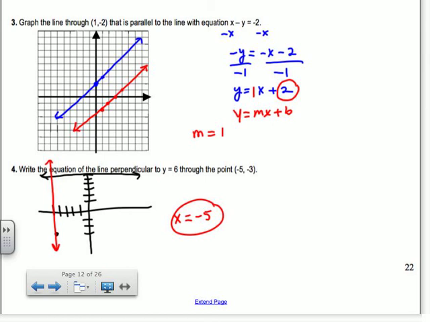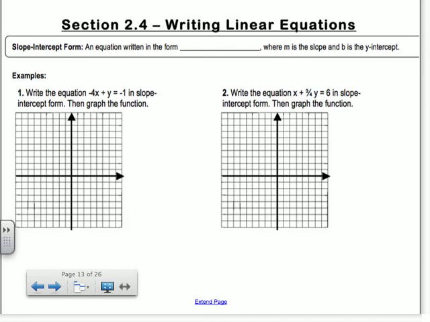Let's go ahead and start 2.4 so you guys can finish up your homework. Okay, slope-intercept form, we just talked about it. It's an equation written in the form y equals mx plus b. Okay, so number 1, we're going to write the equation in slope-intercept form, and then we're going to graph the function.